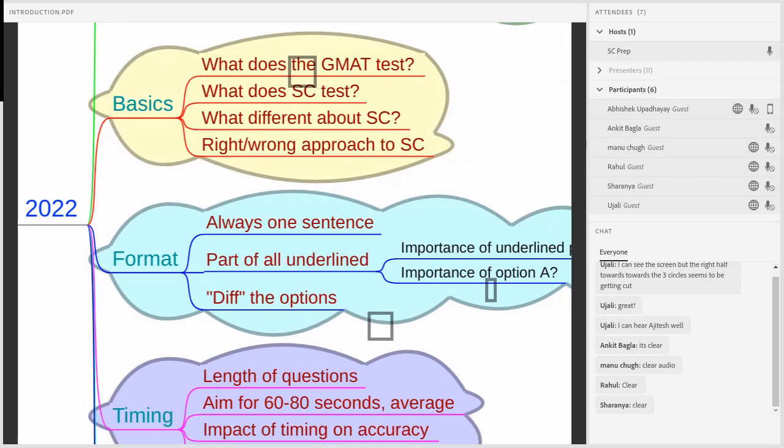Now, what is different about SC? SC is the only question type in verbal. Remember, in verbal. In quant, everything is packed with concepts, right? Now, you may or may not find those concepts easy, difficult, I don't know. But SC is the only question type in verbal that is highly dependent on concepts.